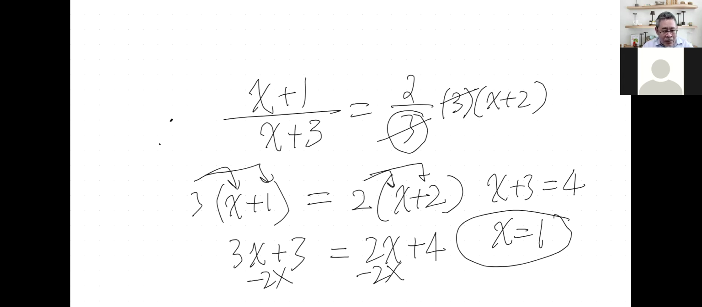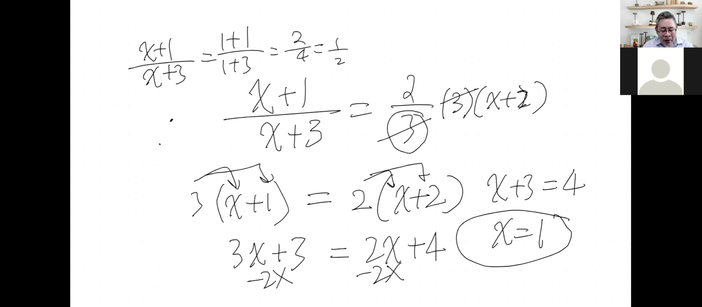Oh, sorry. See, I made a mistake there. That shouldn't be 2, that should be 3. And if I plug in, you can see the problem. (x plus 1) over (x plus 3): if x is 1, we got 1 plus 1 over 1 plus 3. That is 2 over 4, which is half, not 2/3. Well, the reason for that is I made a mistake here, because that should be x plus 3.